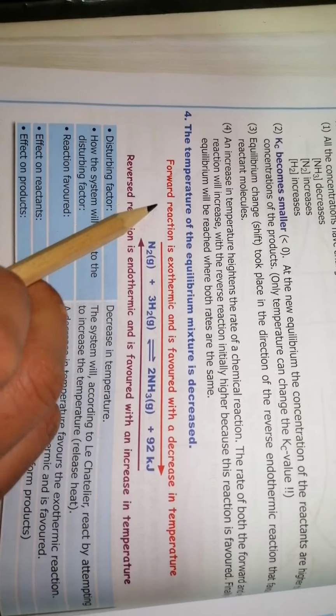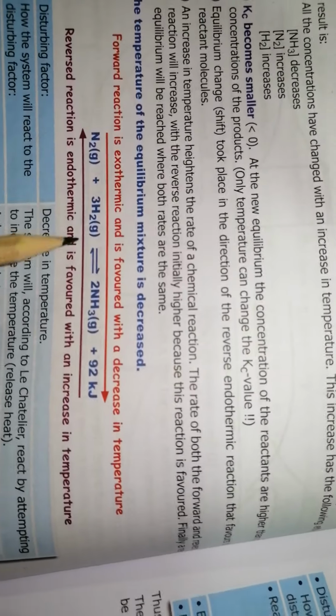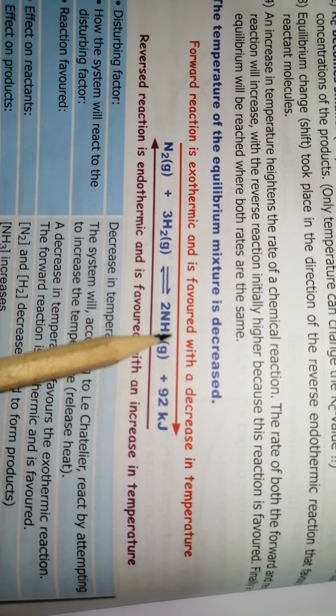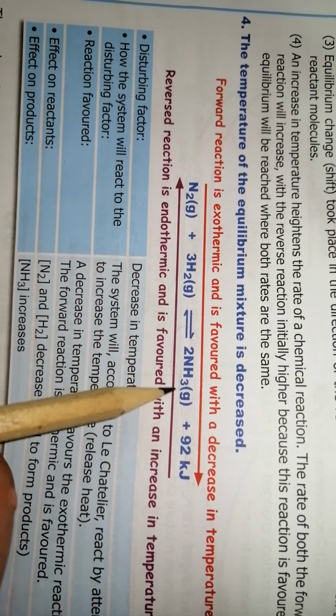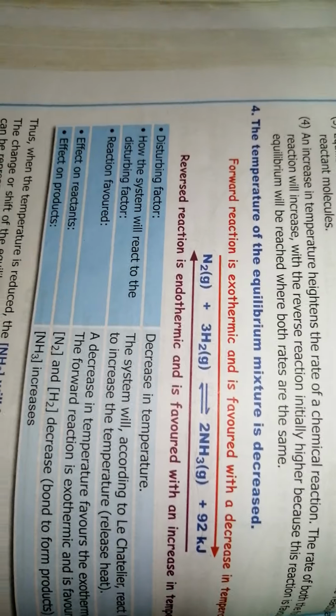The fourth type of disturbance is if the temperature of the equilibrium mixture is decreased. Now you're decreasing temperature. And since the forward reaction is exothermic, it means if you decrease temperature, you are favoring the forward reaction. So you're making more product, which is ammonia, and N2 and H2 are becoming less. Okay, now let's see how this is on a graph.